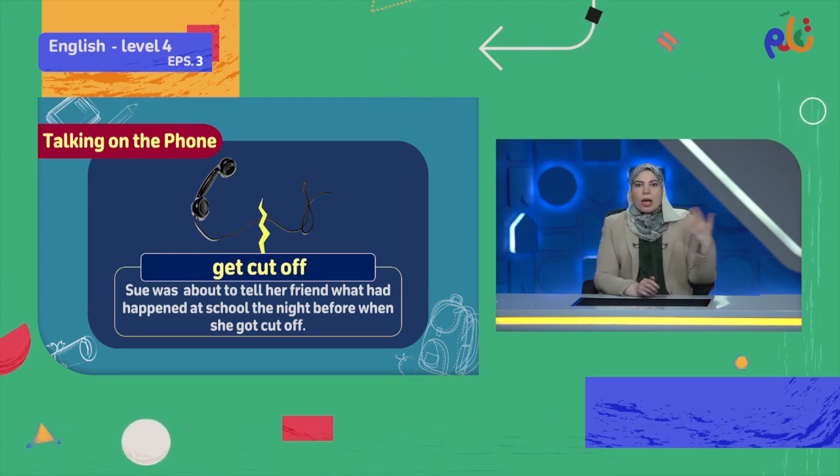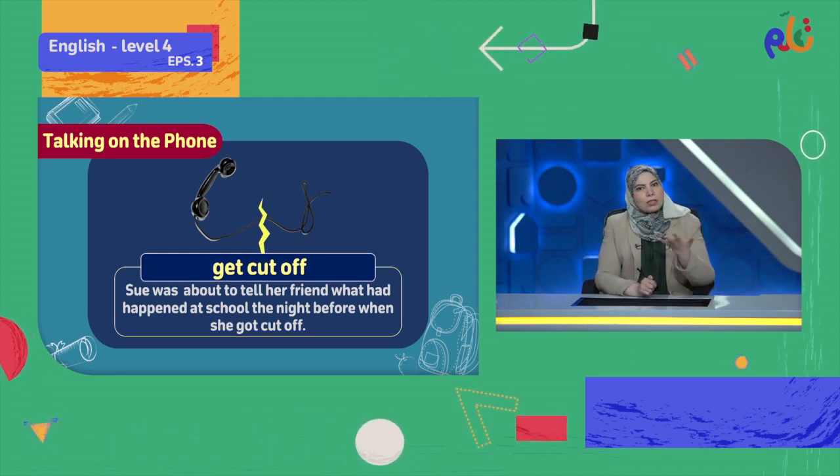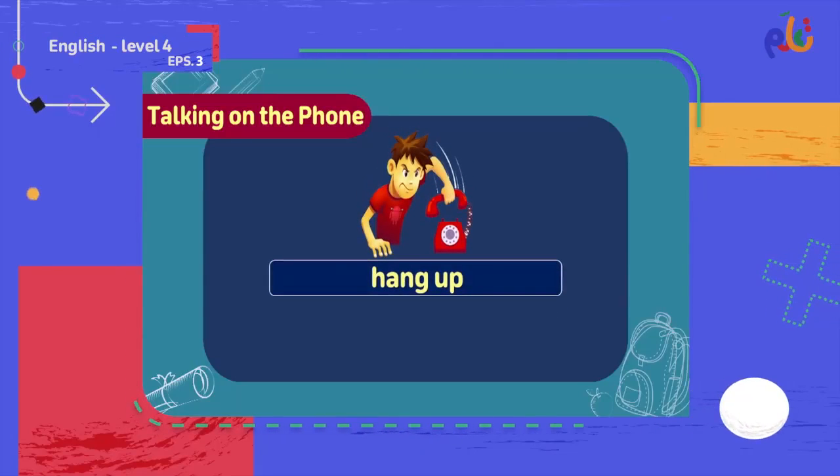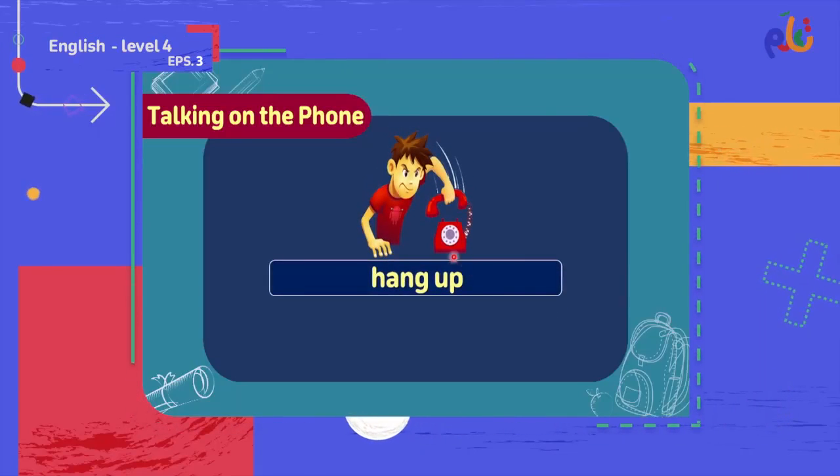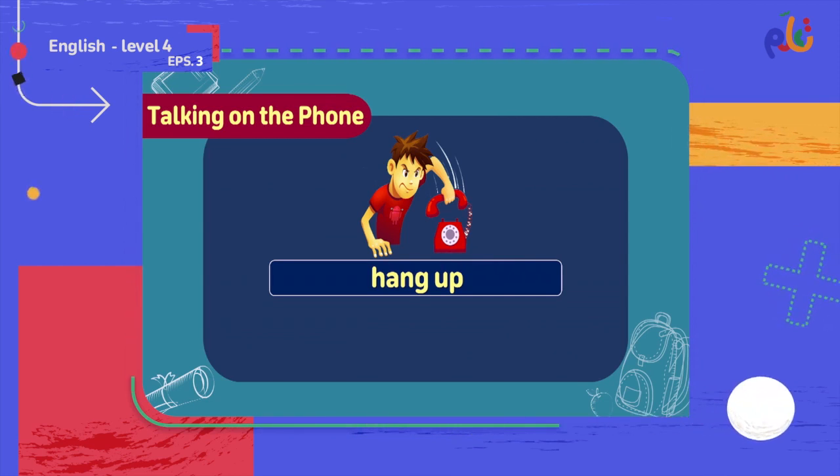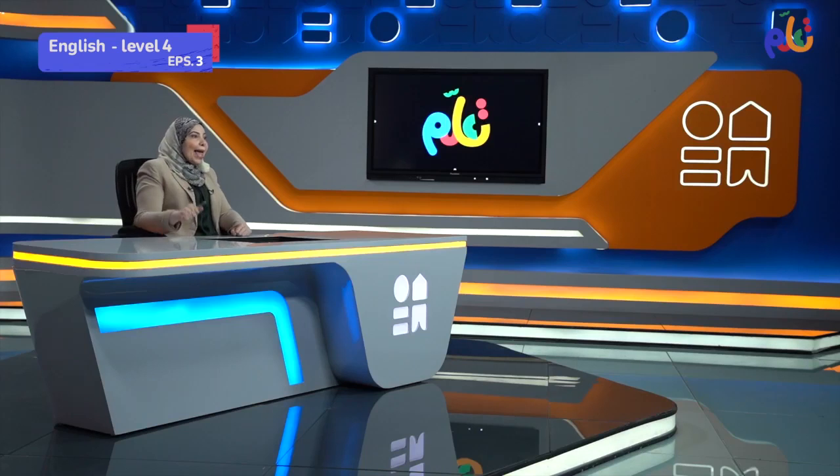You can tell your friend, I got cut off. I'm sorry, I got cut off. Let's complete our call. This means that our call got disconnected. And we also have another phrasal verb called hang up. Hang up means end a phone call. So you can tell somebody, okay, this is the end of this phone call, I'm going to hang up, which means I will end the call. So hang up, end the call.